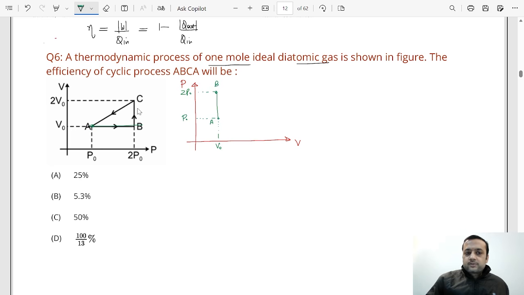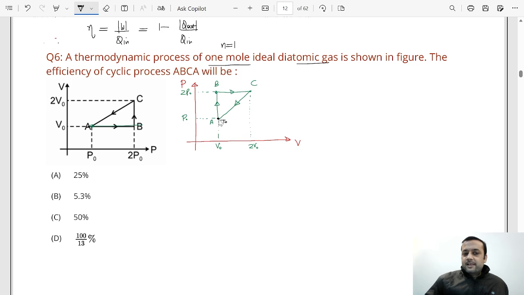From B, we go to C. At C the volume becomes 2V0 and pressure remains 2P0, right? So this is the point C. And from C to A we come back. This is how the cycle is. Now the idea here is, let us say for the time being, that the temperature at point A is T0. Moles they have given as 1.